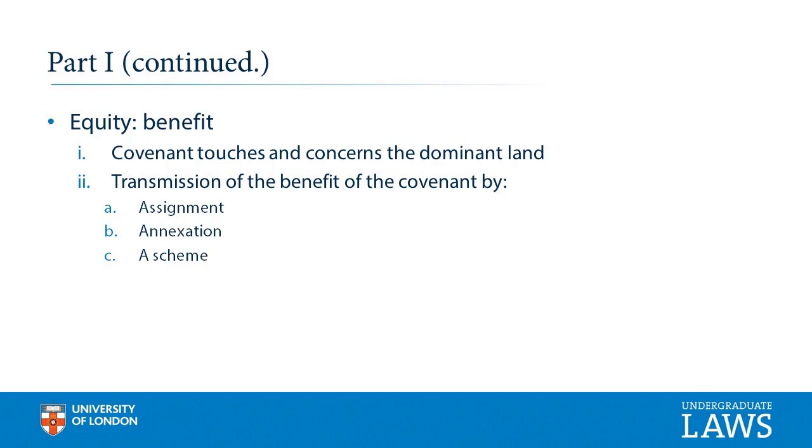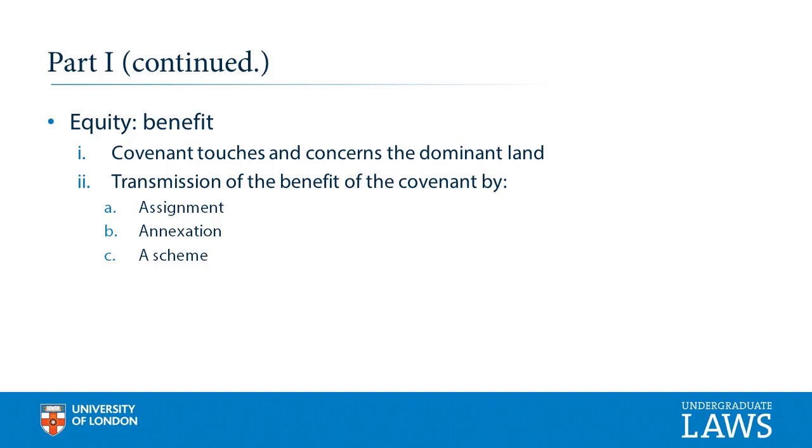The last method by which the benefit of a covenant can be transmitted in equity is a scheme. In general terms, a scheme arises where plots of land are sold by a common vendor and form part of a larger housing estate. And there are two essential requirements for a scheme.